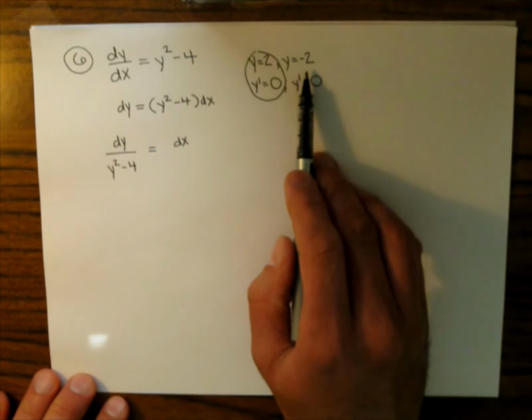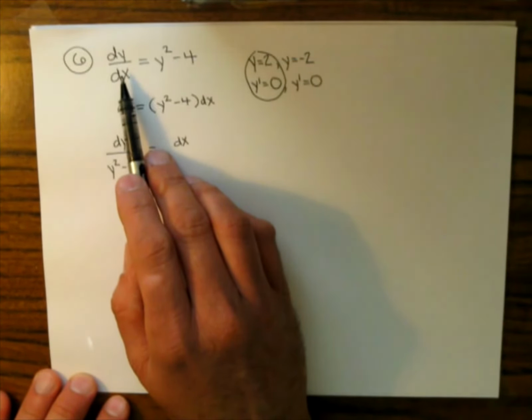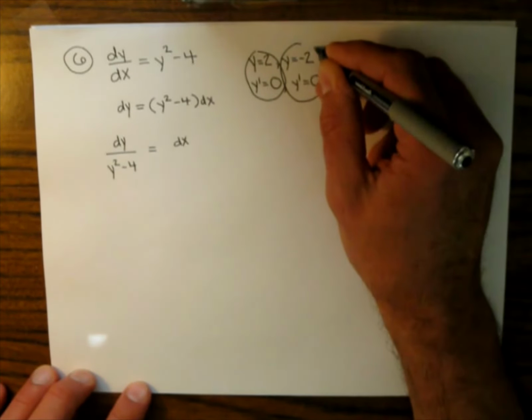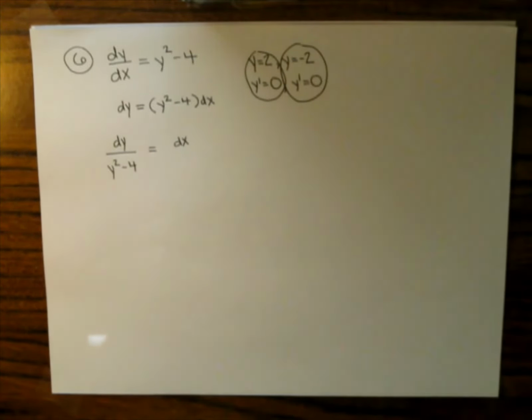You put negative 2 into this equation, you end up getting y prime is 0. 0 equals negative 2 quantity squared, so that is 4 minus 4. So this right here is also a solution.